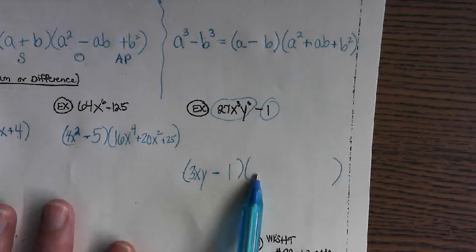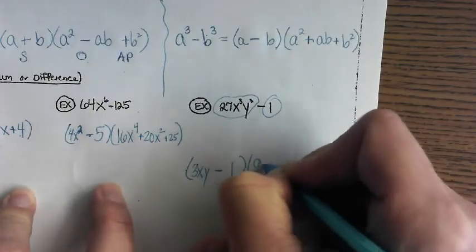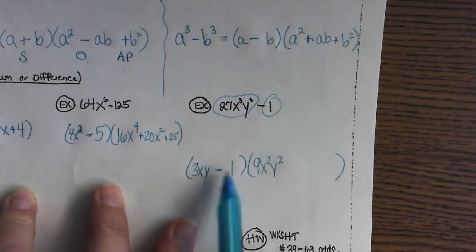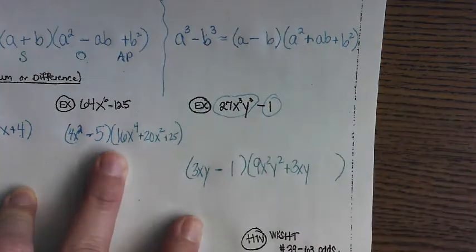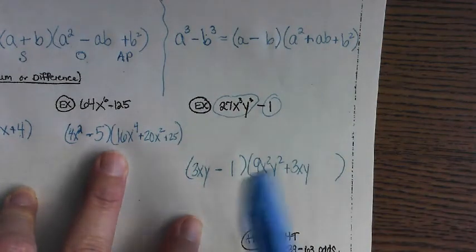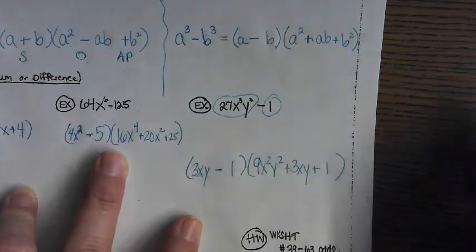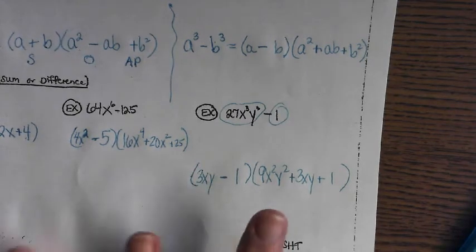3xy times 3xy is going to be 9x squared y squared. Good. 9x squared y squared. When I multiply these two together, 3xy times 1 is just 3xy, opposite sign. So plus 3xy. And the last term squared is just plus 1. So those are your special cases for which you have to memorize something. Go back to the top now.